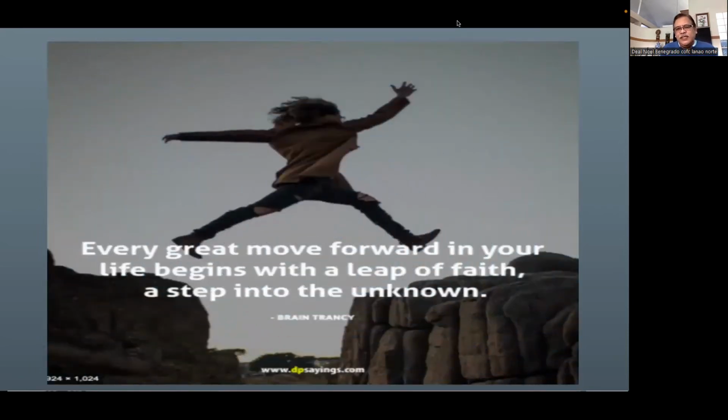Always, my dear brothers and sisters, everything that we do, we move forward in our lives, in our business, with a leap of faith. Stepping into the unknown. Minsan, ang daming hindi natin alam. Much as we would like to study it and prepare ourselves, meron pa ding mga uncertainties. Doon ang problema. And we need to be prepared about it.